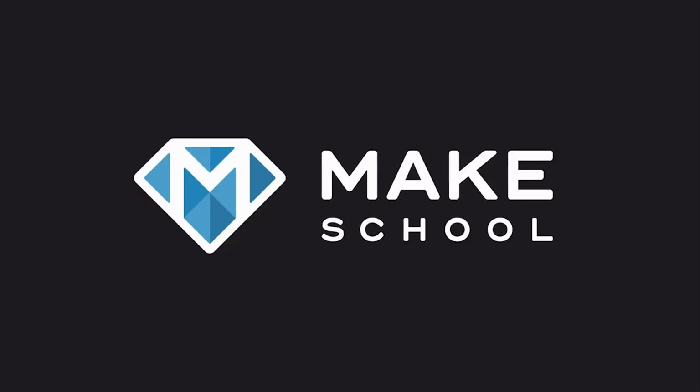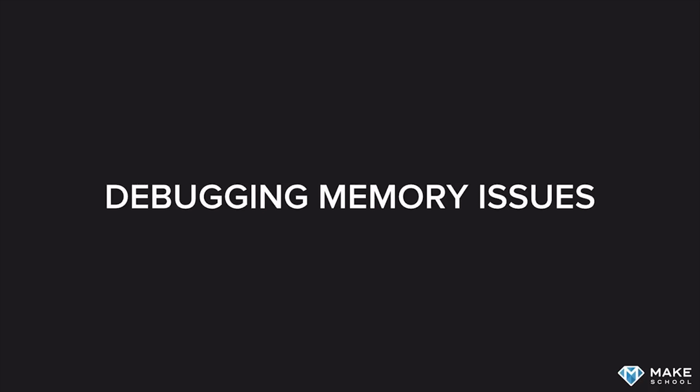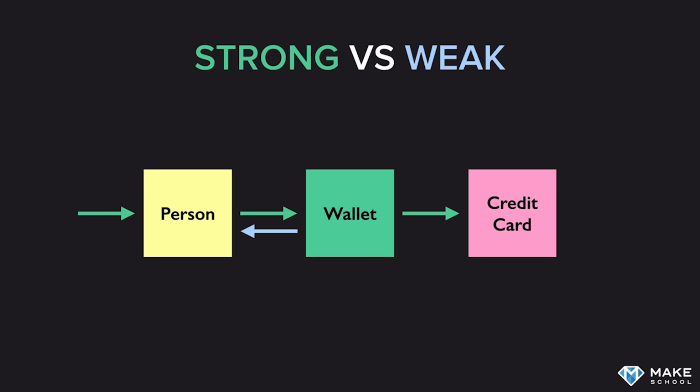In this video, I want to give you a demo of tracking down and fixing memory issues in your app. We're going to take a look at how we can debug memory issues, but before that I want to give a little introduction to strong and weak references, which is an important topic to understand in order to be able to fix memory issues. Swift has two main types of references, strong and weak ones.